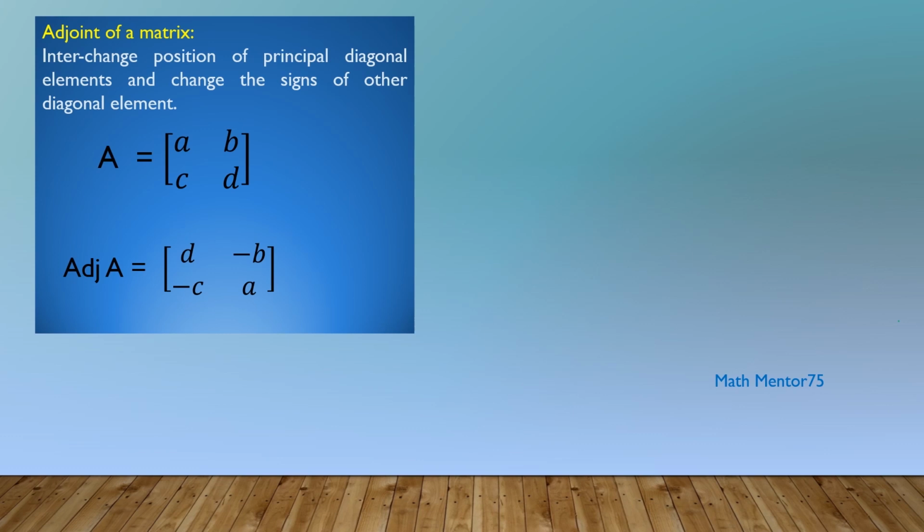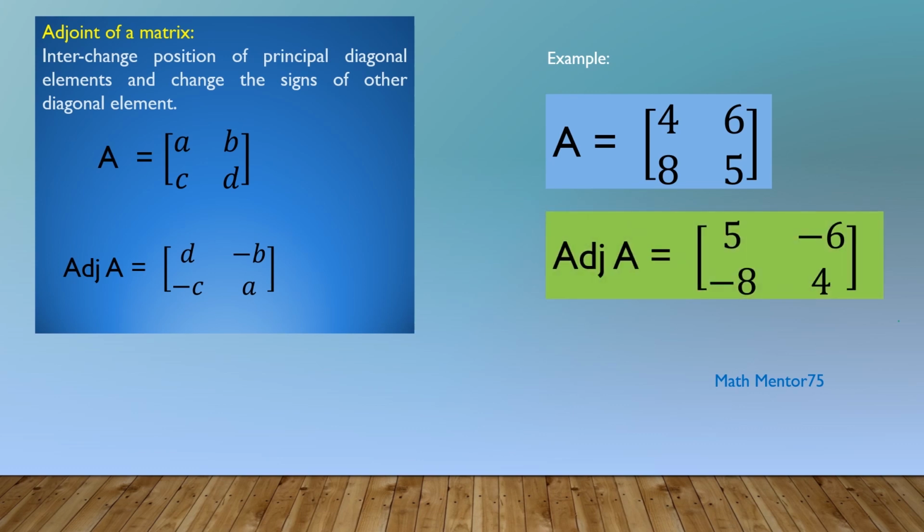Let's do an example in order to understand. If matrix A is 4, 6, 8, 5, adjoint would be interchange 4 with 5 because these are the principal diagonal elements, and change the signs of 6 and 8. They are positive, we change them to negative. So this new matrix is known as adjoint matrix A.